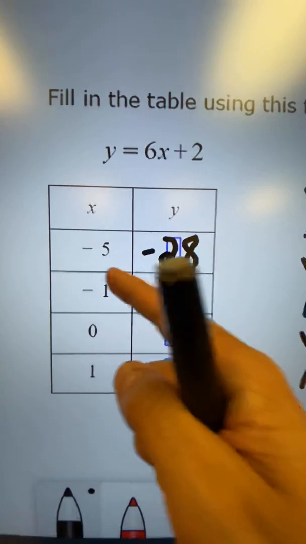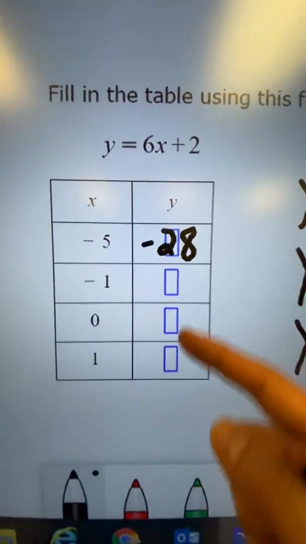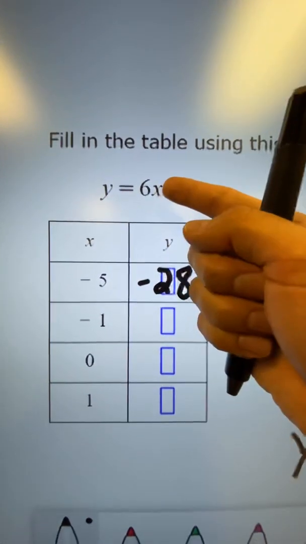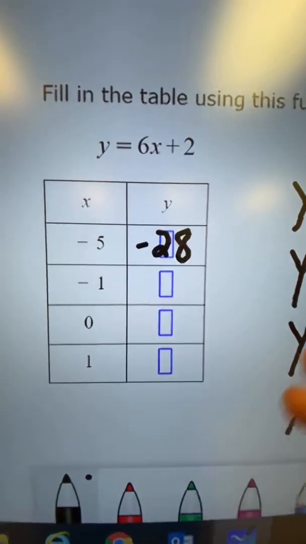And all you have to do is repeat the process for each of these numbers. Substitute the -1 for x, get the output, put the answer there, and that's it. Just repeat.